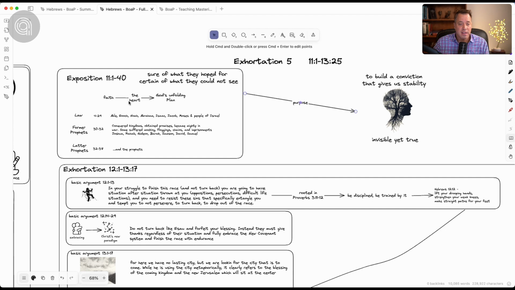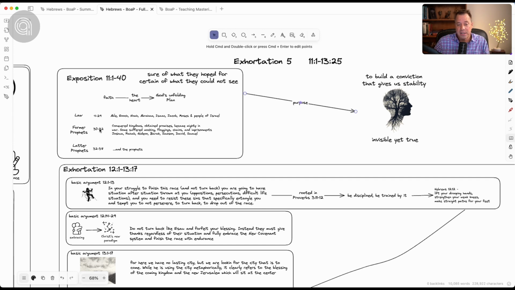Faith, and at the heart of the faith is God's unfolding plan. And what you see he does here in the first part, in these 40 verses of the exposition, is he's really saying the law is 4 through 29. That's all these characters, these leaders in the faith. They were sure of what they hoped for, but certain of what they could not yet see. It was invisible, but yet they knew it was true.